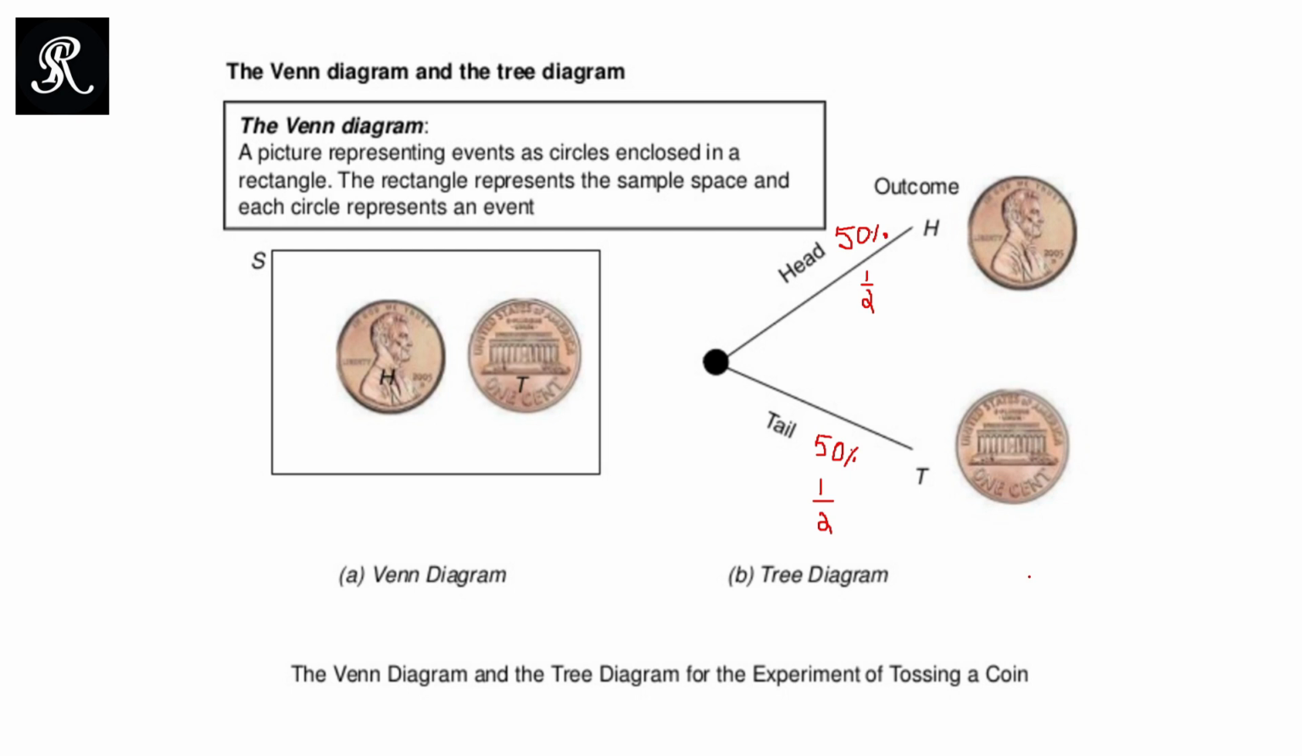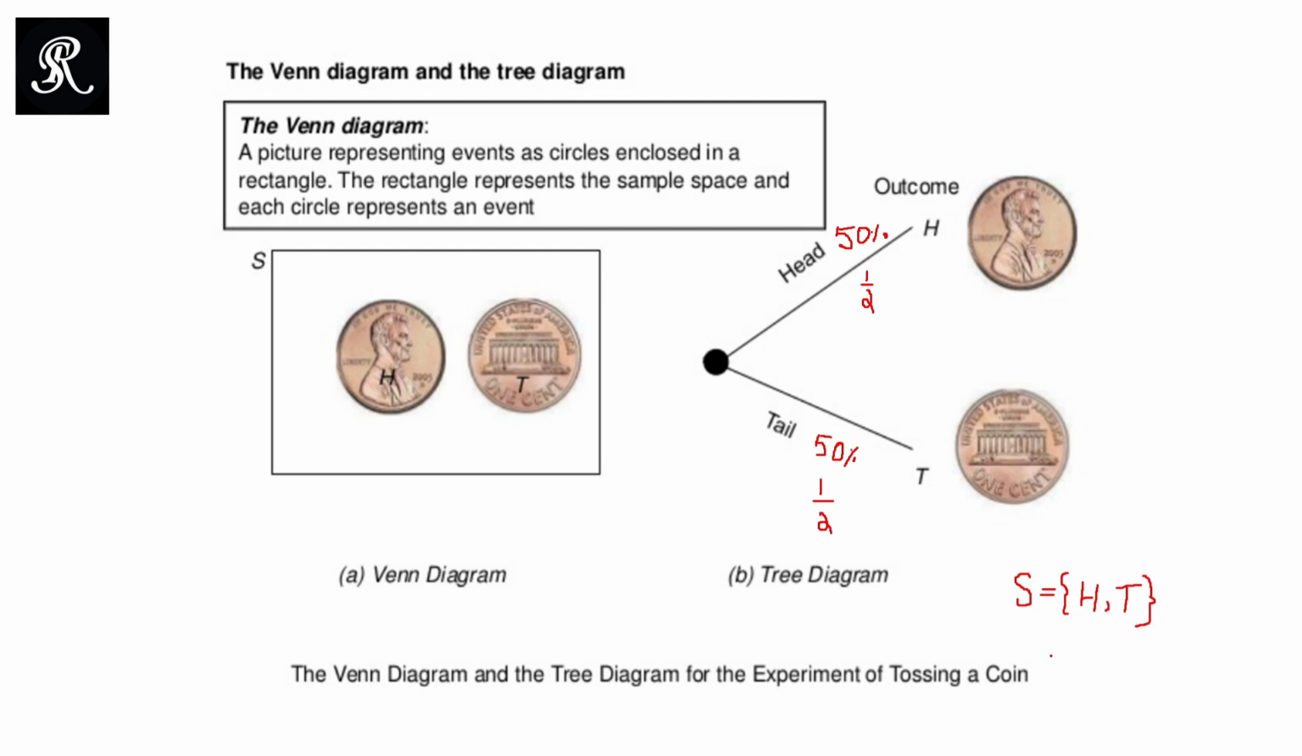Now for the experiment of tossing a coin, the sample space would be S equal to H and T, because the total possible outcomes are H and T, since there are two faces on a coin, head and tail. All possible outcomes are called the sample space. Individually, they are called an event.